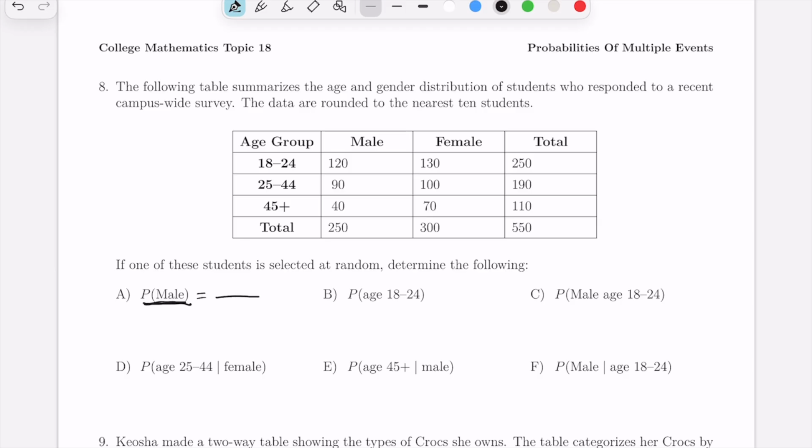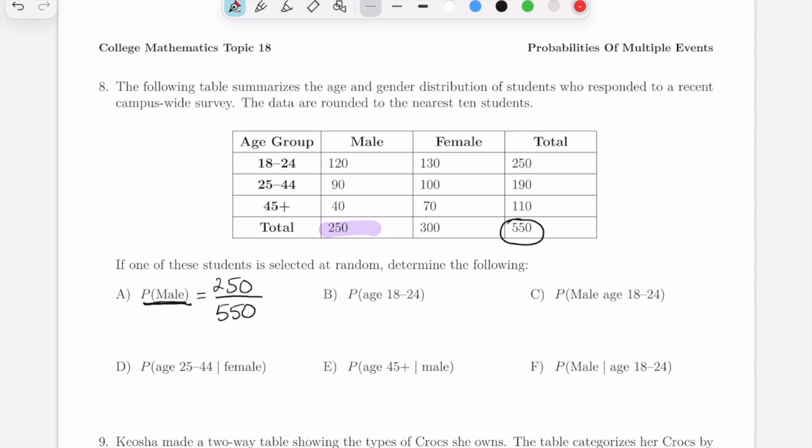Well, all we're going to do is look at the total number. There's 550 total, so that's going to be our bottom number. And then we just look for the number of males. There were 250 males out of the 550. So 250 out of 550. By the way, I would probably work on reducing that.